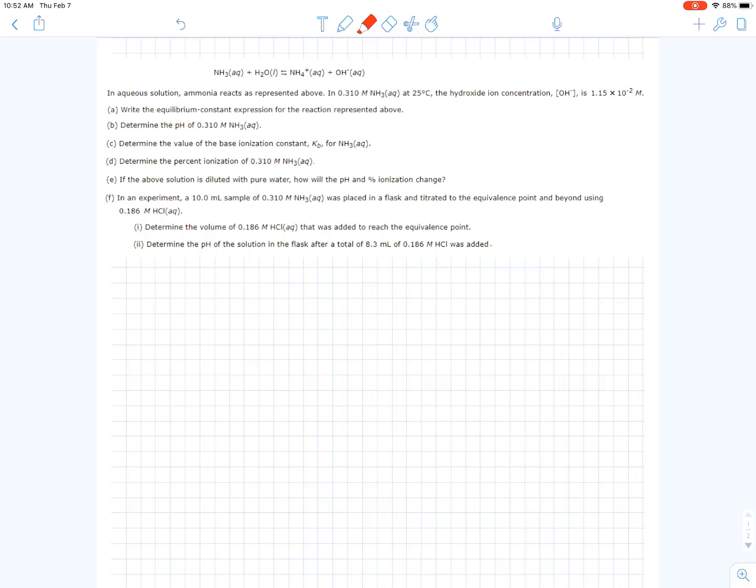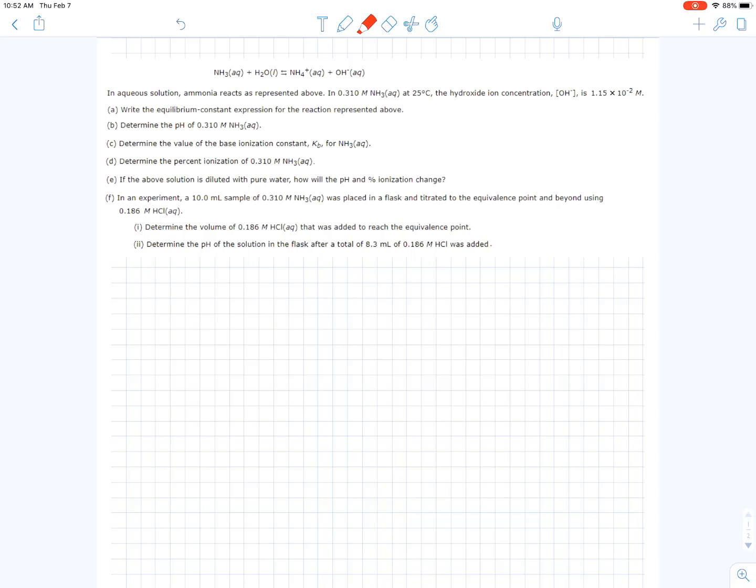In an aqueous solution, ammonia reacts as represented above. Yeah, we've read the equation. Now they give the specifics. In 0.31 molar ammonia, the hydroxide ion concentration is, they're going to tell us how alkaline this is, how effective the ammonia is in producing a basic solution.